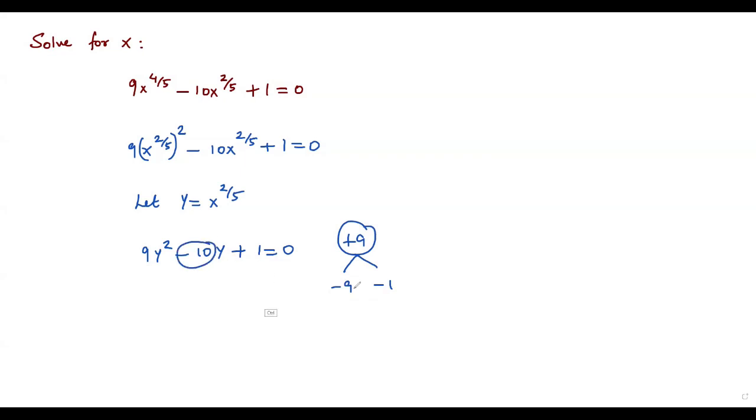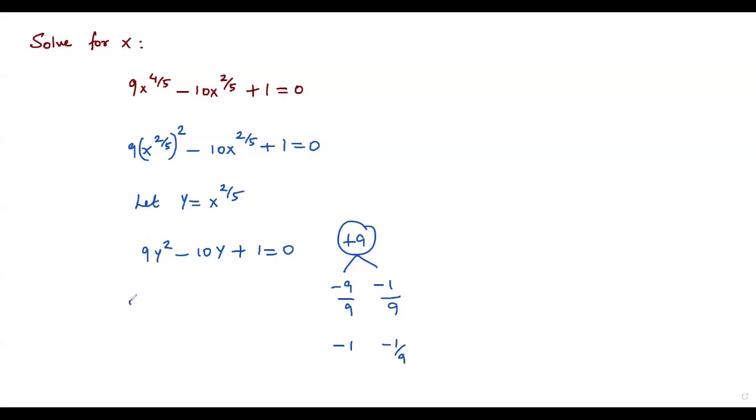Now I have to divide both these factors by the coefficient of y square, that is 9. Let me do it. When I divide negative 9 by 9, I'm just getting negative 1. Here 1 is not divisible by 9, so I have to write this one as it is. That is negative 1 over 9.